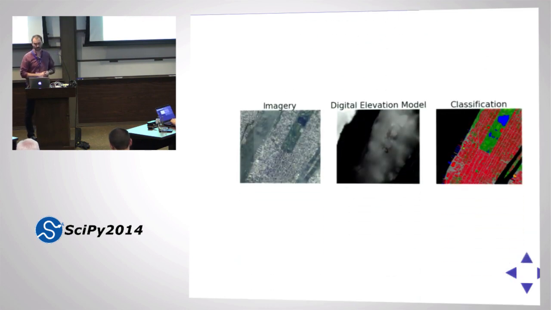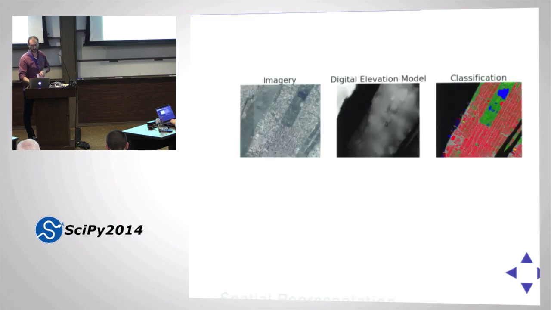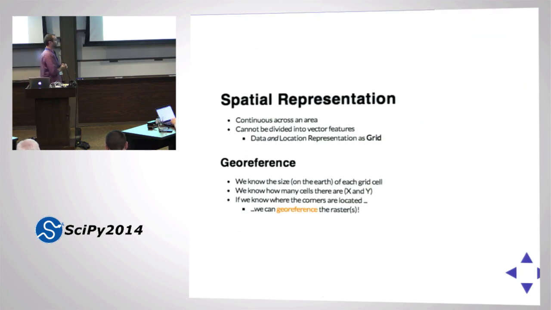Okay, raster data representation. We are going to work with imagery and digital elevation models today a little bit. But rasters could be all sorts of other types of gridded data. Rasters in the Python world are pretty easy to talk about because we use NumPy so much, which is arrays or grids. Basically, the spatial representation for a raster is some sort of phenomenon that we can represent continuously over an area. We can't generally divide it into vector features, right? They're not unique polygons and things like that.